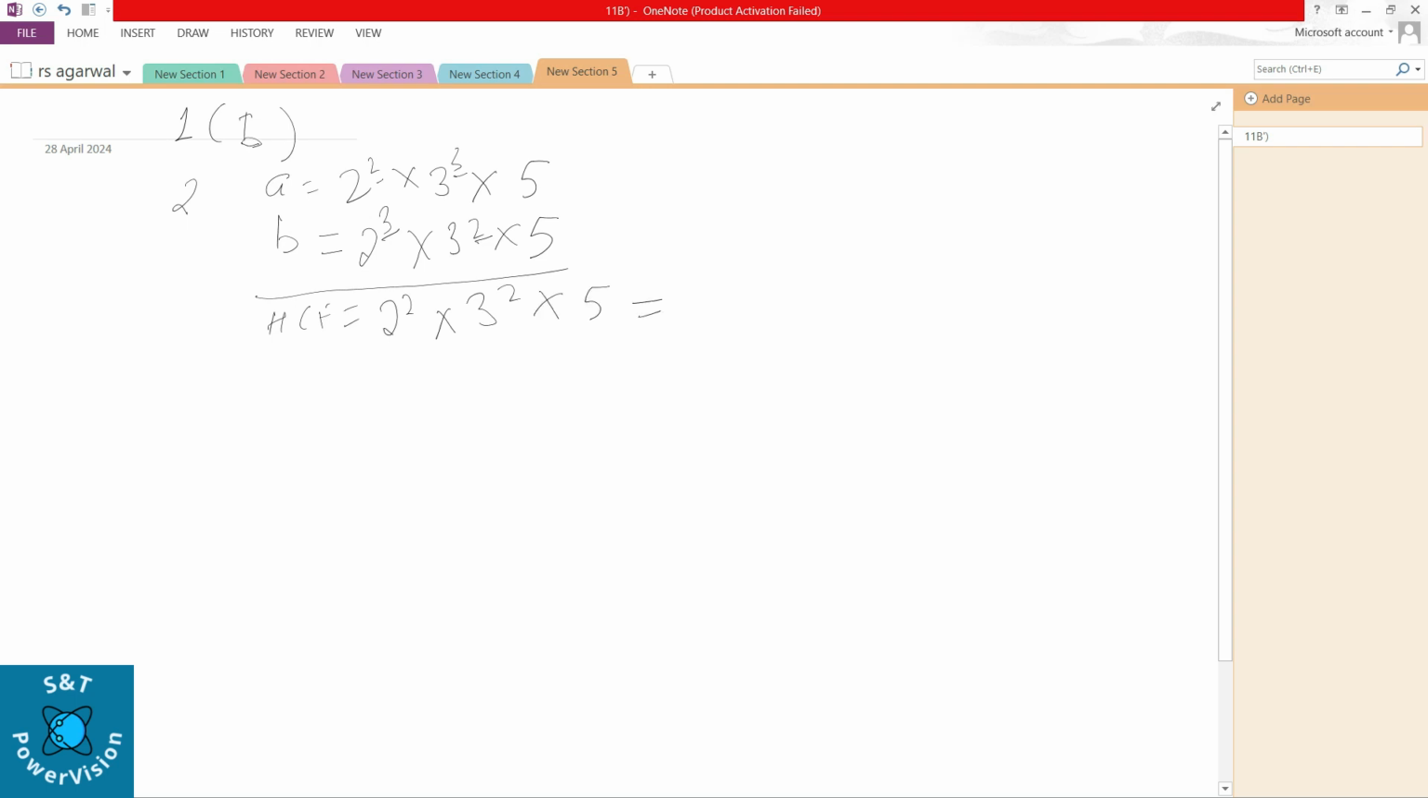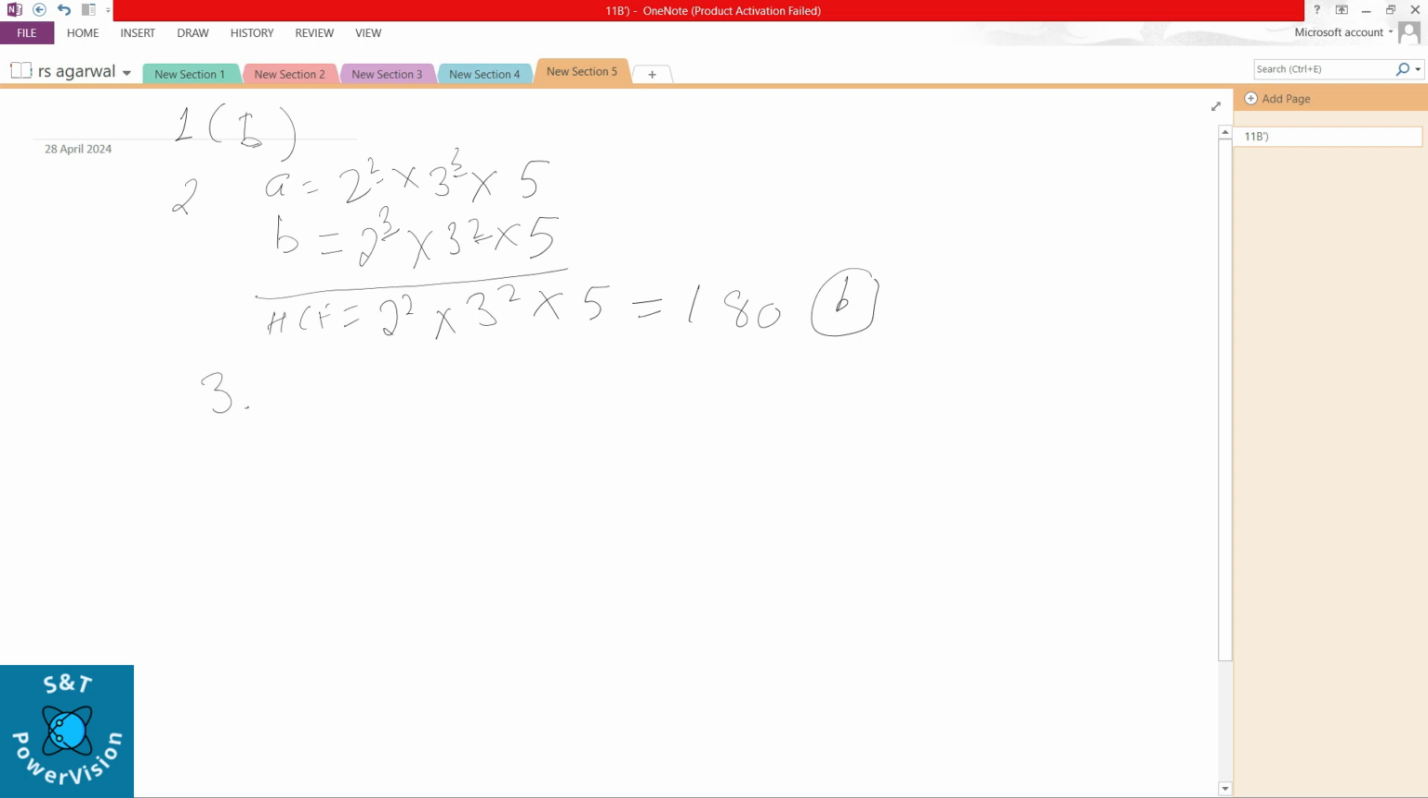One thing you should also be quick at in math is multiplication. Don't write 2 into 2 is 4, then 3 into 3 is 9. Don't spend time writing so many steps. Just say 4 nines are 36, 36 fives are 180, like that. So the HCF is 180, which means the answer is B. You have to mark this.